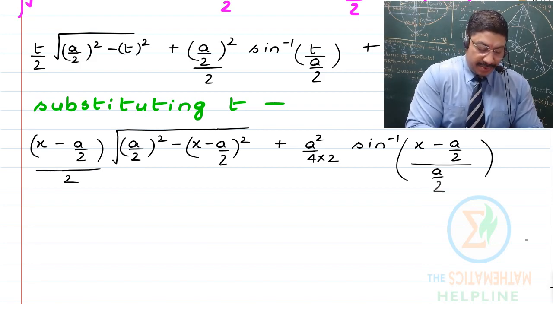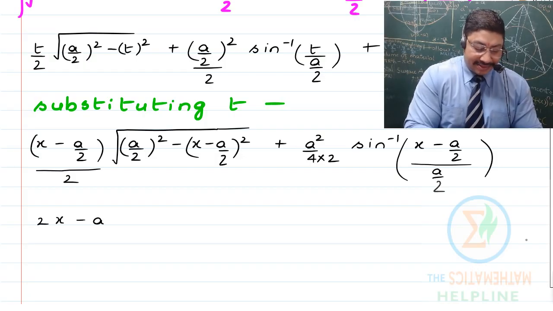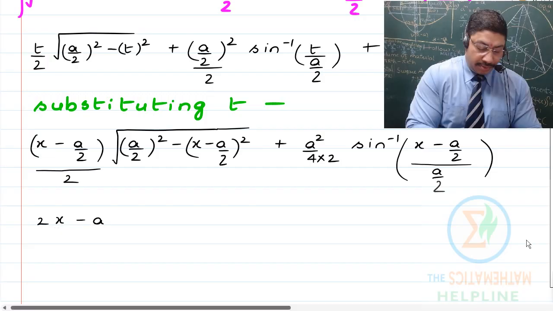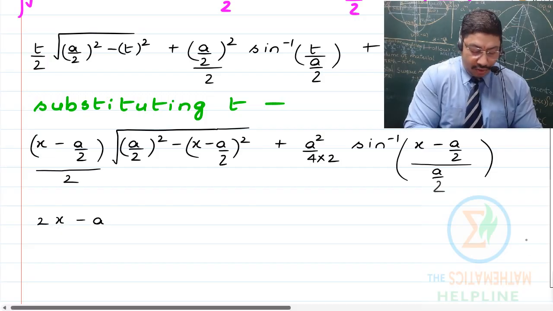Okay, here children, when we take an LCM, just to simplify this a little more, we'll have 2x minus a, and as the LCM will be 2, it will also be multiplied with the 2 which is there in the denominator, and thus here we will be able to get to 4 in the denominator.